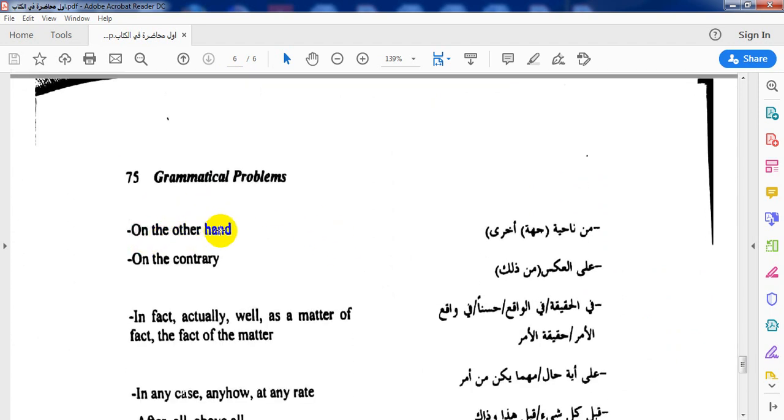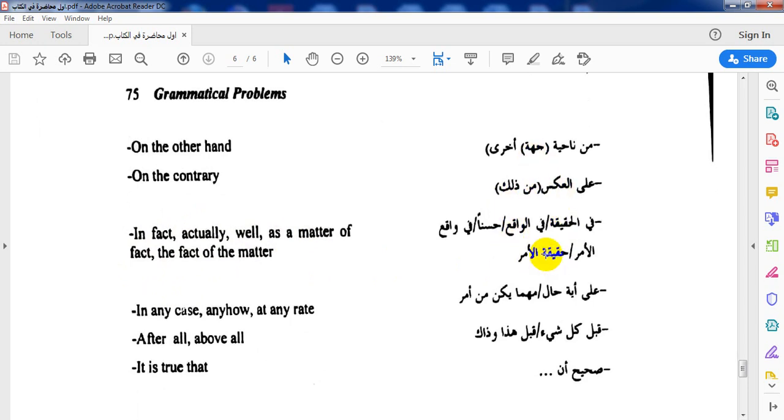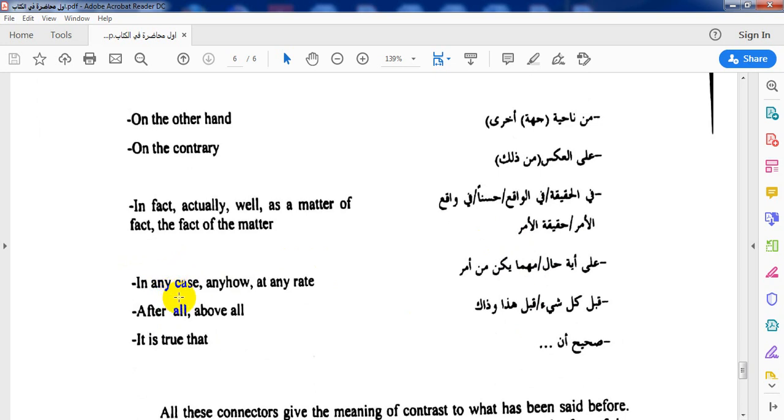On the other hand, on the contrary, in fact, actually, well, as a matter of fact, the fact of the matter, and those are their meanings in Arabic. In any case, anyway, at any rate, after all, above all, it's true that. Okay.